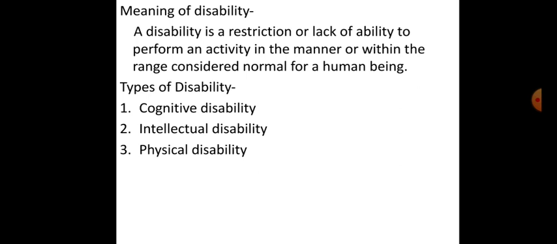In simple words, we can say it is an impairment that creates obstructions in normal functions or movement of an individual. So, the types of disability, first one is cognitive disability. Let us discuss that cognitive disability.